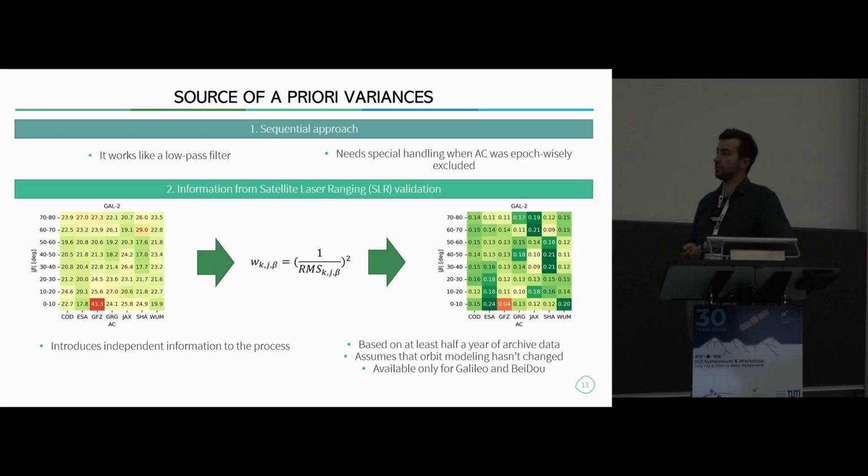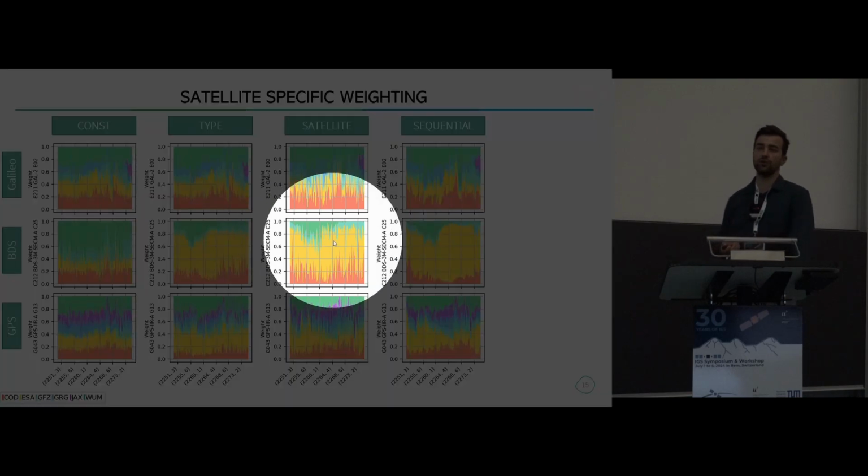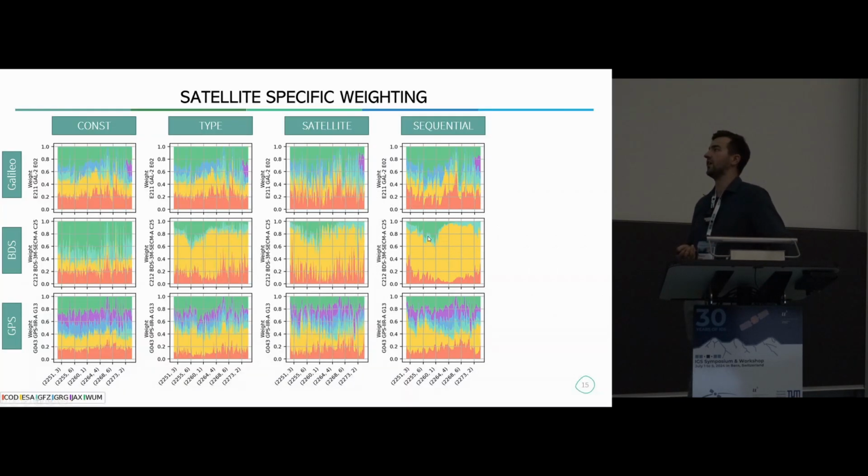And it introduces independent information to the process, because we took this from independent SLR validation. But we need at least a year of archived data, and it assumes that the orbit modeling hasn't changed, and it's available only for Galileo and BeiDou, because for these we have the SLR observations.